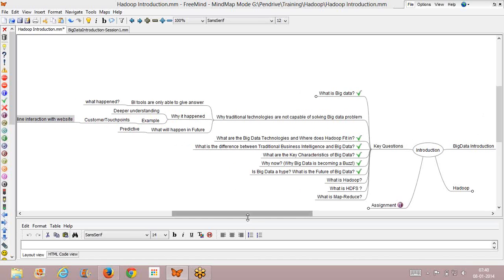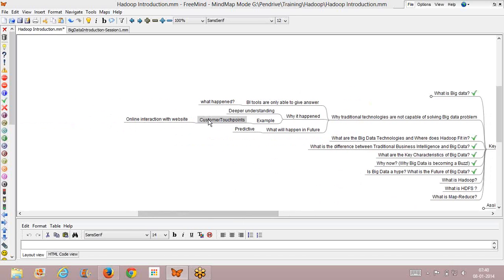We can get the web logs: the behavior of which item the person has clicked on the site, which pages he navigated, which is the place he spent the most time browsing over our site, and so on. This is information which is available in the web logs. It is in a semi-structured or semi-unstructured form, depending upon what kind of web logs we are looking at. So this is one interaction.